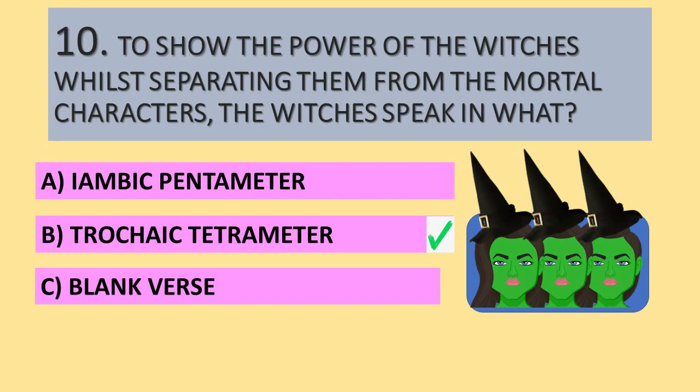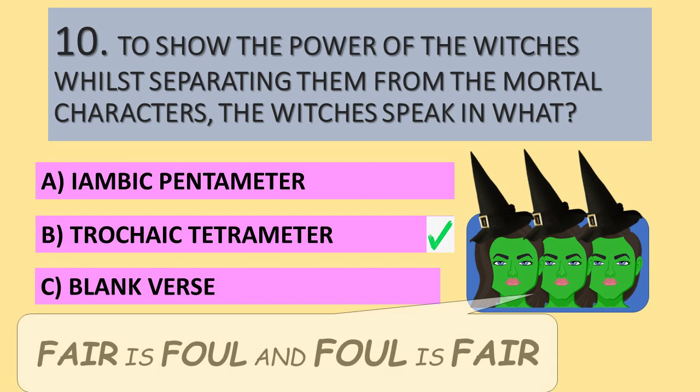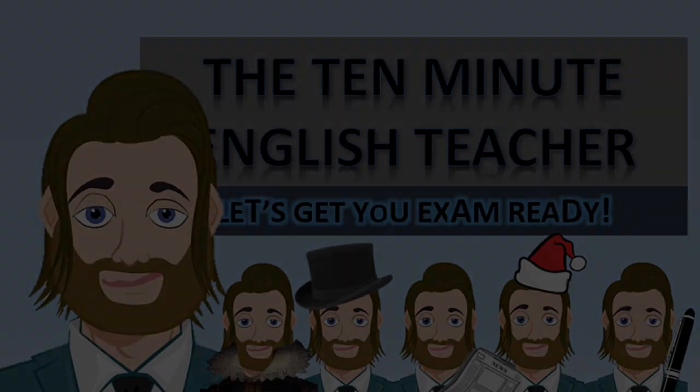And question number 10, it's trochaic tetrameter that the witches speak in. And here's an example of that. Fair is foul and foul is fair. The stress is on the first word there, and there are 4 stresses in the line. So they speak in trochaic tetrameter to show that they've got power and authority by lending confidence to what they say, but he wants us to perhaps see them as separate to the mortal characters, Macbeth and Lady Macbeth and others, in order to see them as separate from their world.